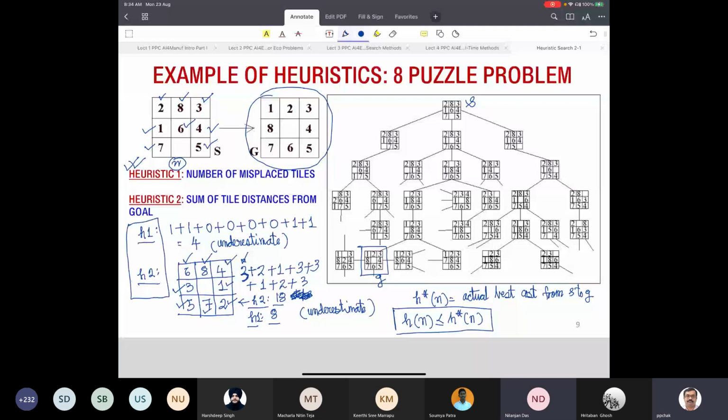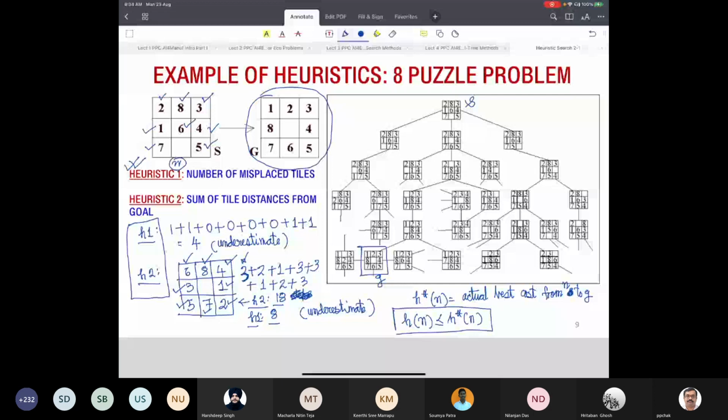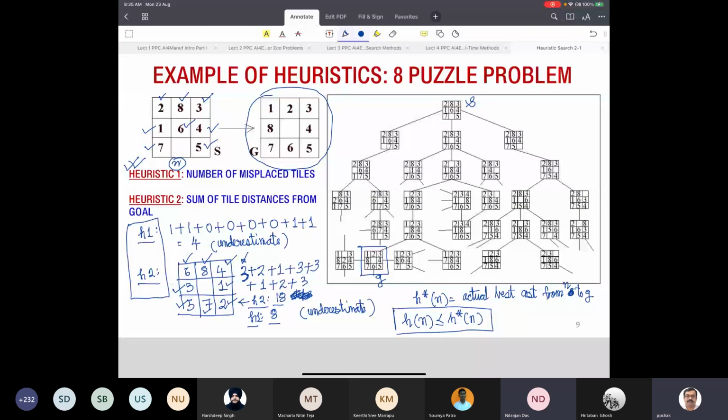Sir, H star n equals the actual best cost from S to G, or N to G. Sorry, it is N to G. I am sorry. H star N is the actual best cost from N to G. Does that clear your doubt? Yes, sir. Thank you.